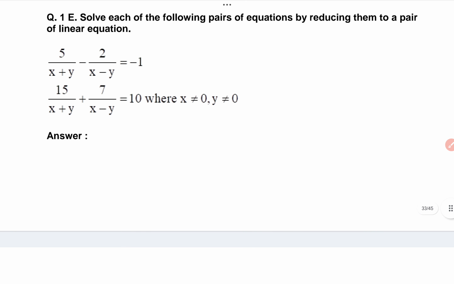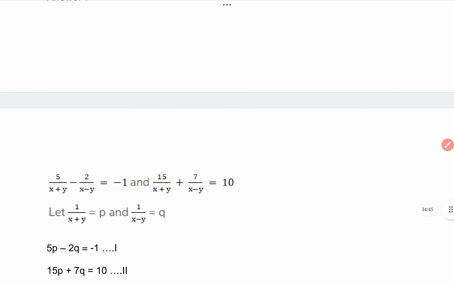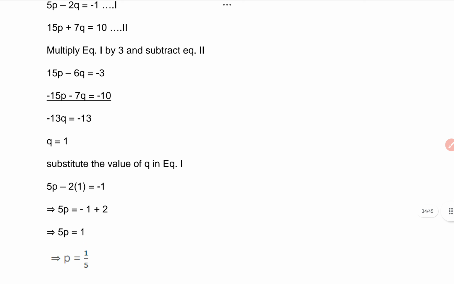Then after that you can see this is your question number 1, that's E1. E1 means this is your fifth question: 5x plus y equals 2, x by y minus 2 equals 1. In the question it is written that x does not equal 0, and downwards it is also given. Here you can see the answer. Don't get confused with the little words.